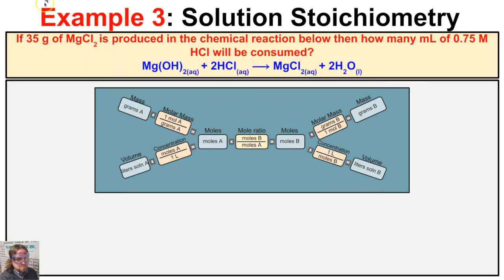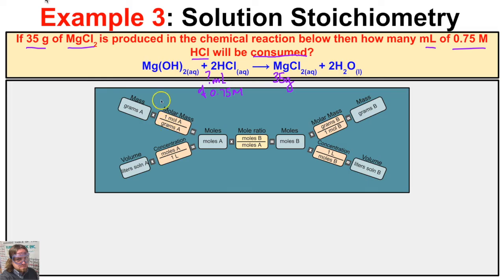In this third example, it says if 35 grams of magnesium chloride is produced in the chemical reaction below, then how many milliliters of 0.75 molar HCl will be consumed? So if we take a look, it's telling us how many grams of magnesium chloride were produced. We have 35 grams of this stuff produced. And we want to figure out how many milliliters of 0.75 molar HCl will be consumed if this many grams of magnesium chloride is produced.